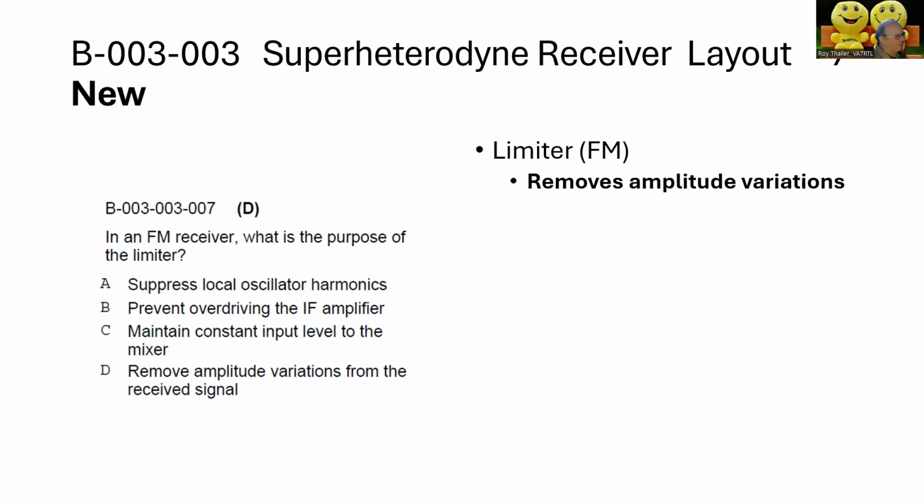Another new question. In an FM receiver, what is the purpose of the limiter? So the limiter removes amplitude variations from the received signal.